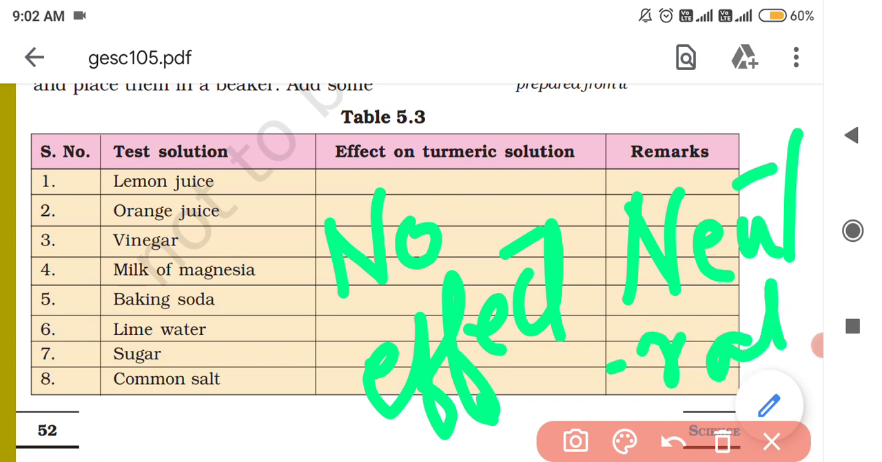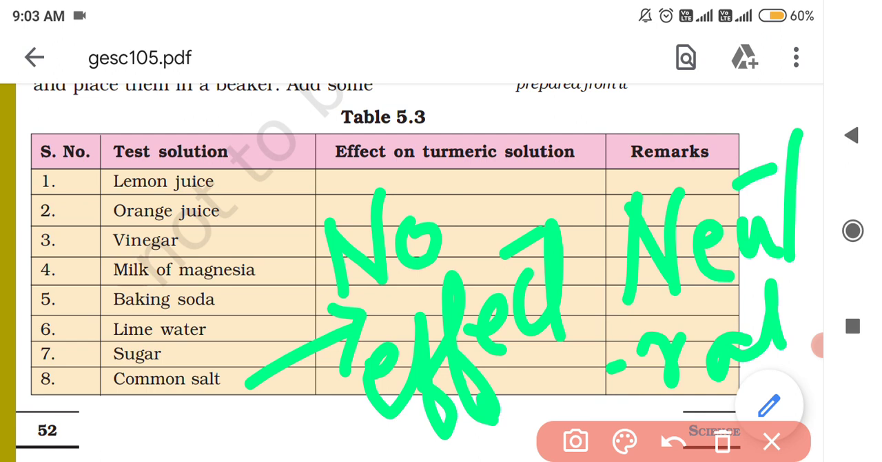In the same way, common salt is also neutral in nature. Common salt solution, basically the salt which you consume at your home, that is sodium chloride, again has no effect on turmeric solution. It does not change its color, because it is neutral in nature. Clear? So this completes your table 5.3, and this completes your turmeric indicator.